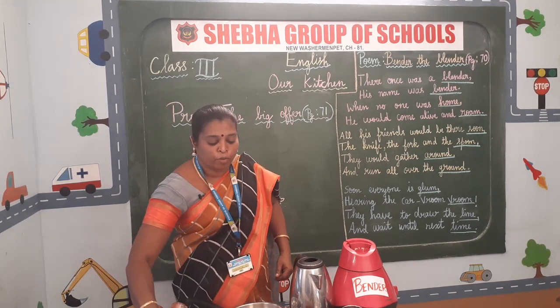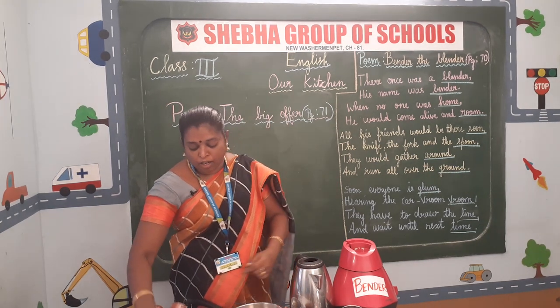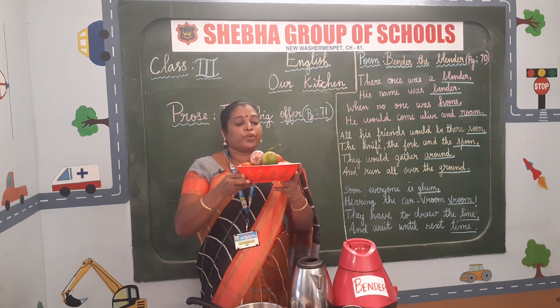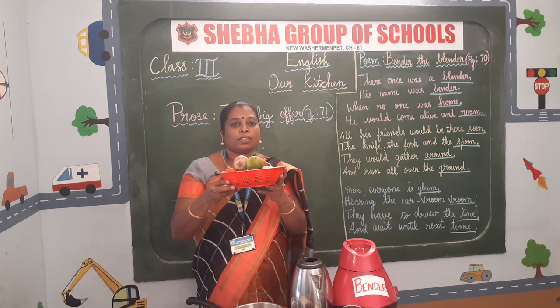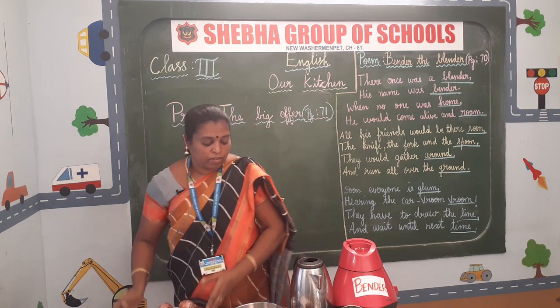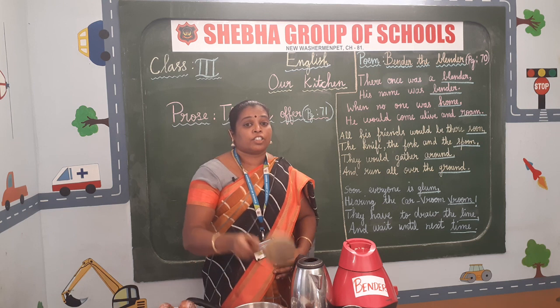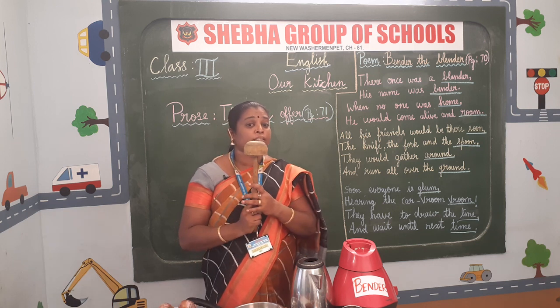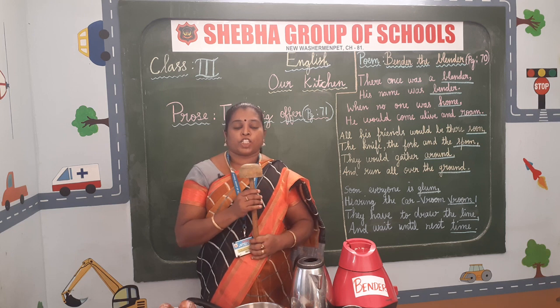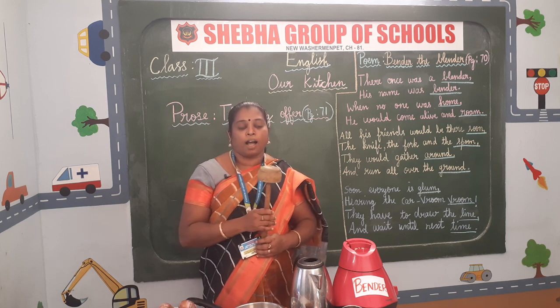The next one I am going to show you is a bowl. A bowl is used to keep fruits, vegetables, everything in it. Okay, ma'am? Next. The next one is a churner. Churner means mattu. It is used to make a fine paste of grain and dals.